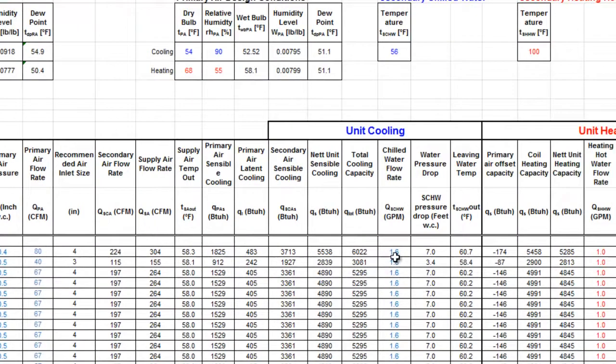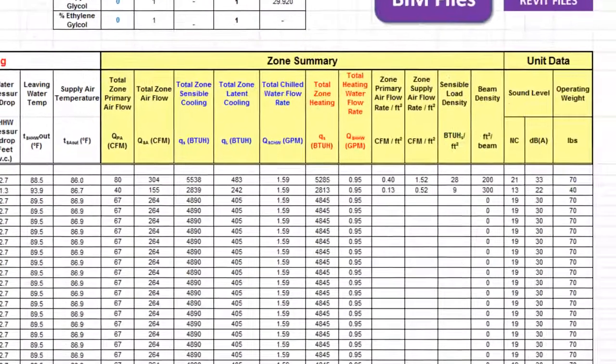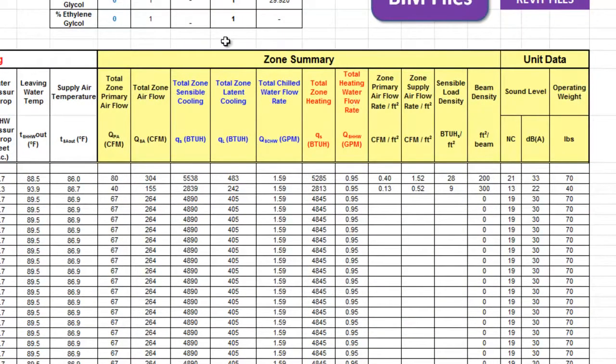We can also enter various different flow rates for the primary air in CFM. The coil flow rates in both cooling and heating mode can be varied in order to achieve different cooling capacities and ensure that we keep the water pressure drops below a certain level. The area highlighted in yellow is what we call the zone summary. So if we have a zone that has multiple units installed in that zone, it gives the overall total summary of each of the different parameters that are located within that zone.